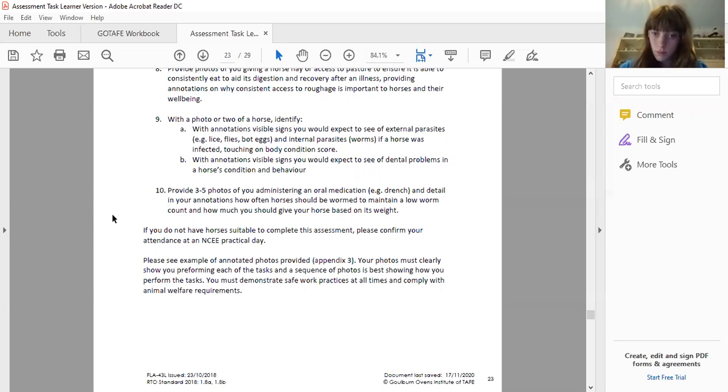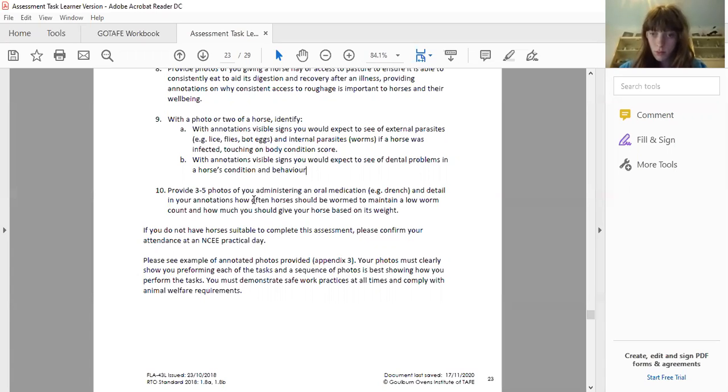Final one, number 10. Provide 3 to 5 photos of you administering an oral medication. So for example, worming paste, could be applesauce, it could be molasses, it's just got to be something oral. And detail in your annotations how often horses should be wormed to maintain a low worm count, and how much you should give your horse based on its weight.